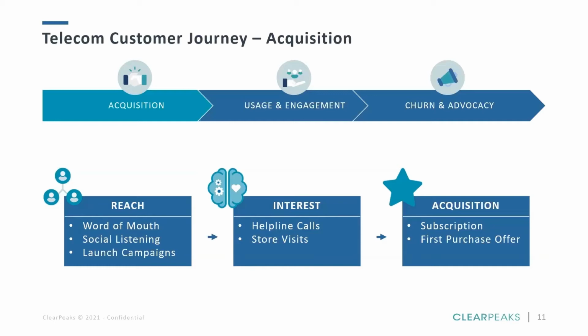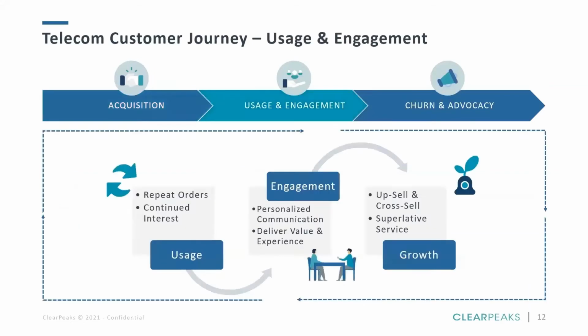Based on that interest, you try to convert them and think of different acquisition offers, like, let's say, a very cool subscription offer or a first purchase offer that you would like to present to those customers to convert them very quickly and very easily. So this is all that goes around in the acquisition phase. The second one that we talk about is usage and engagement. Usage and engagement, as you see in this dotted outer circle that we have, is kind of a cycle. Okay, and let me try to explain it a little bit.